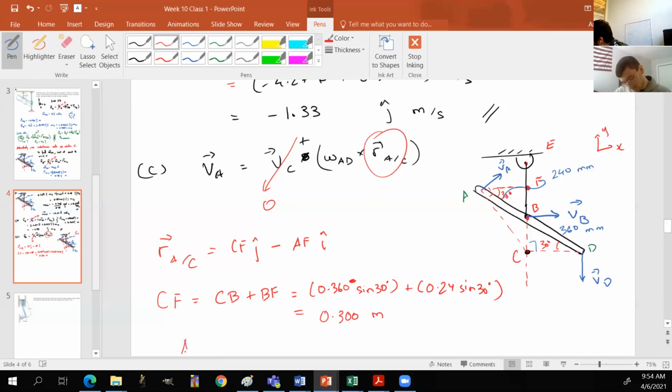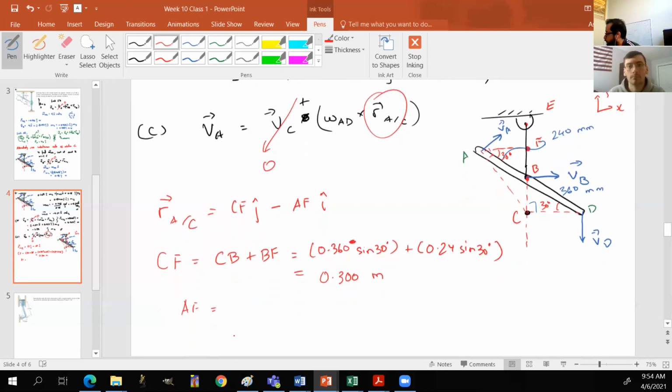All right, AF is equal to what? 0.24 cos 30. That's equal to 0.20785 meters. We'll just write that.